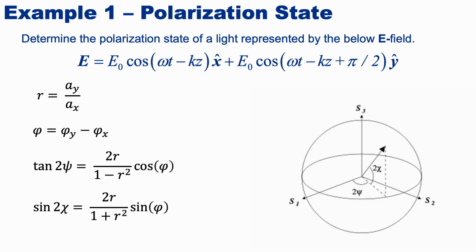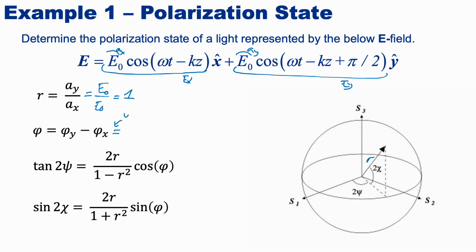So let's do a simple example where we know our electric field. Here we have our X component and here our Y component. We know what it's going to be. This is my X amplitude, this is my Y amplitude, but we know that both of them are the same. So it's E sub 0, and that means that R, which is this value right here, is going to be equal to 1.